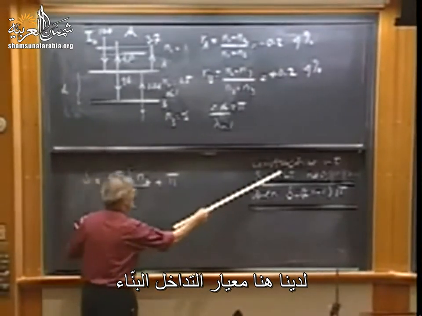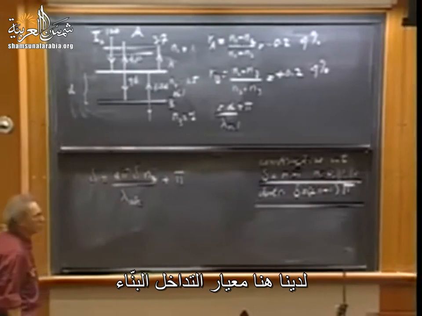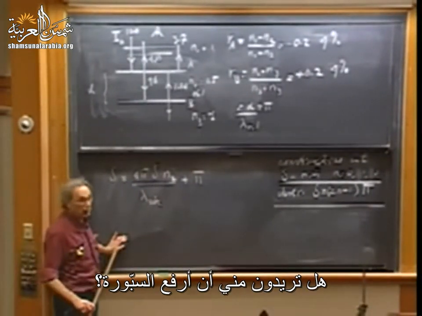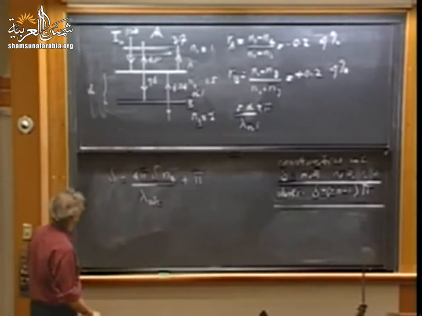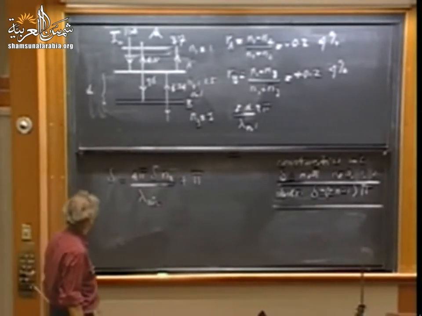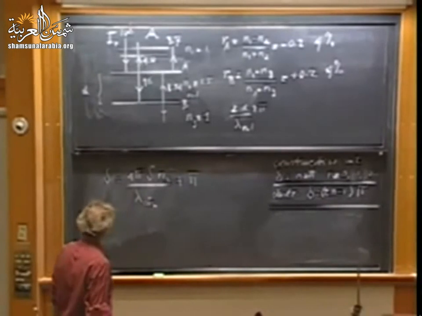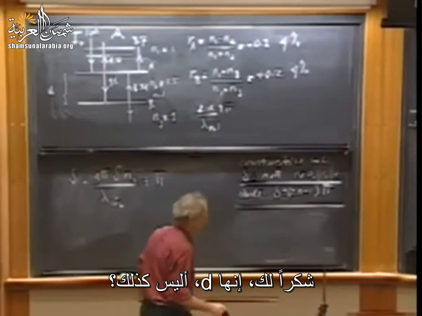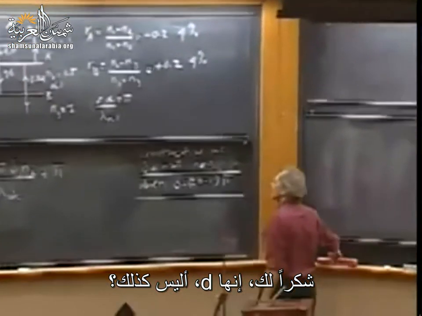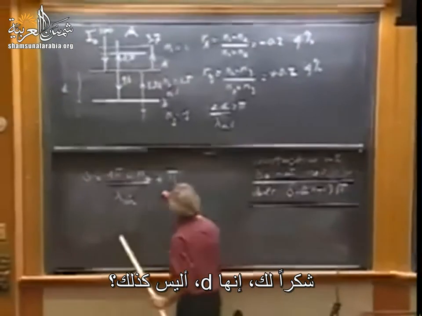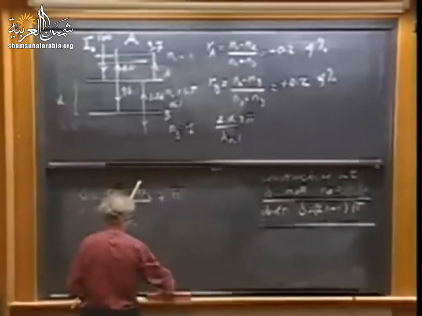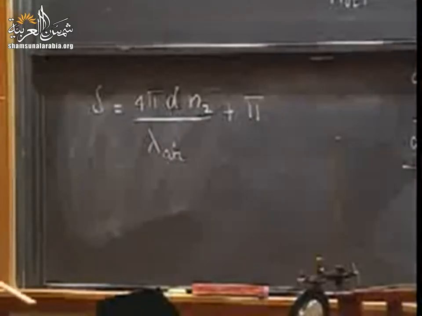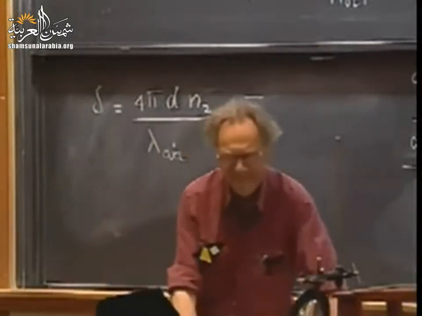We now have here the criterion for constructive interference. You want me to have it higher? Your D looks like a delta. Oh yeah, thank you very much. How could I? It is D, right? Yeah. Uh-oh. My Greek heritage somehow.